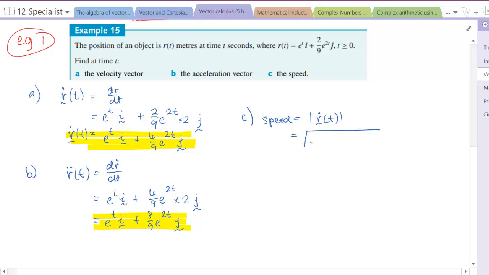So the magnitude of e to the power of t squared and 4/9 e to the power of 2t squared. So this becomes a relatively simple algebraic problem. This is e to the power of 2t, and we have 16 on 81 e to the power of 4t. Now, of course, this will be dynamic, but that's still our answer, and that'll be in meters per second. So speed can be calculated by substituting in the t value for any time.